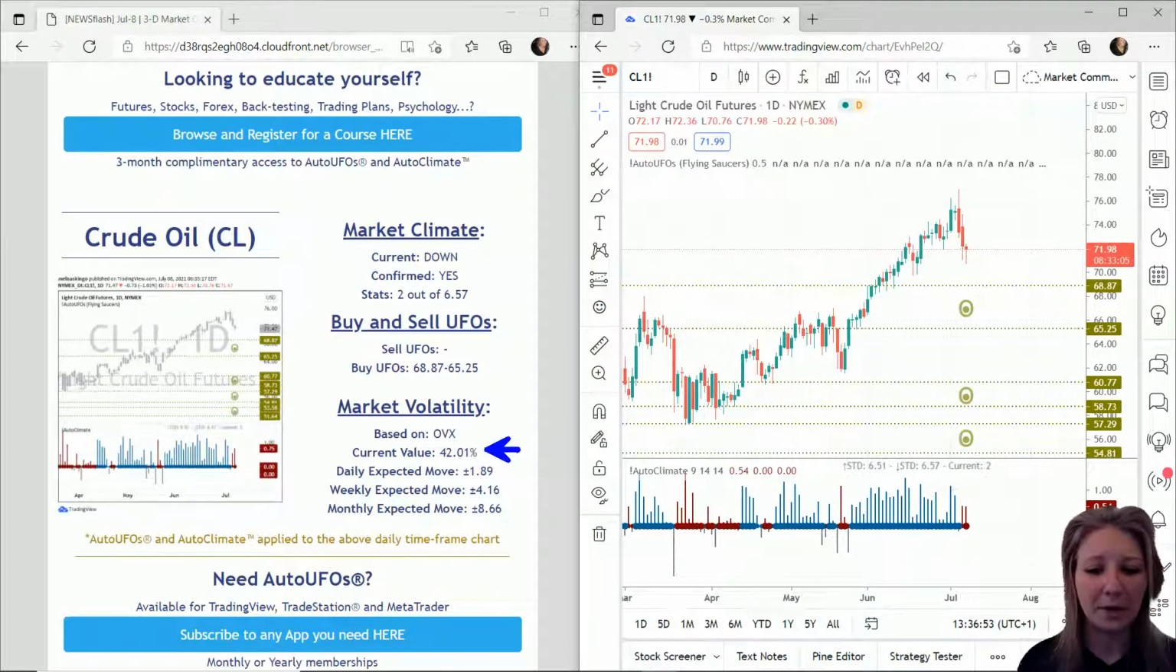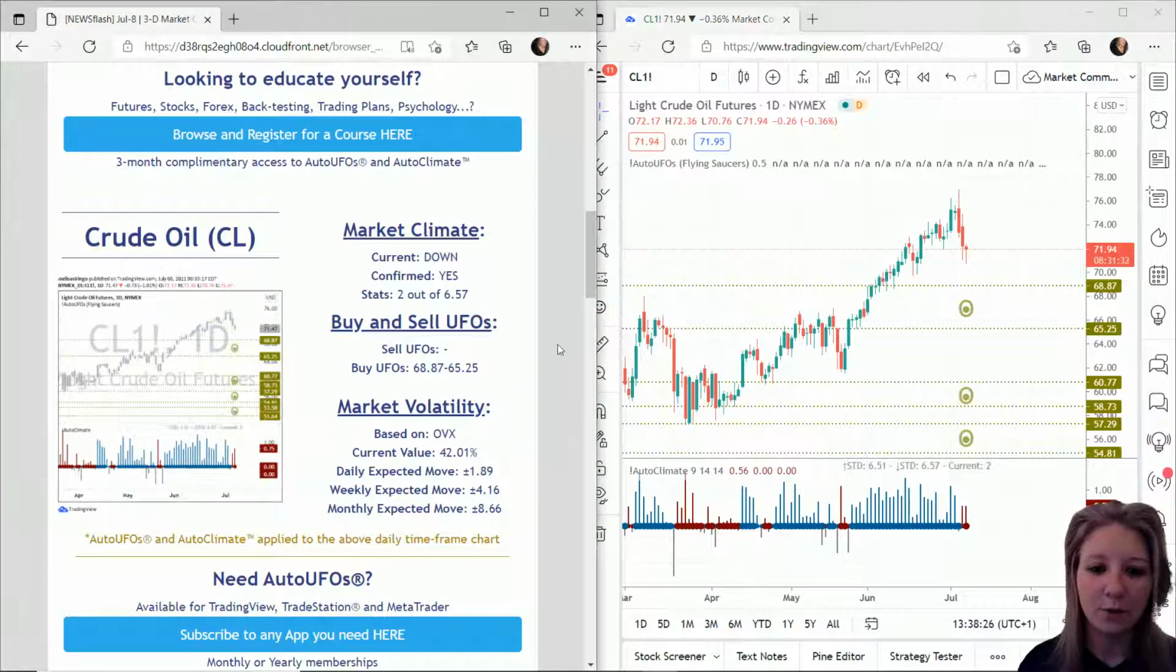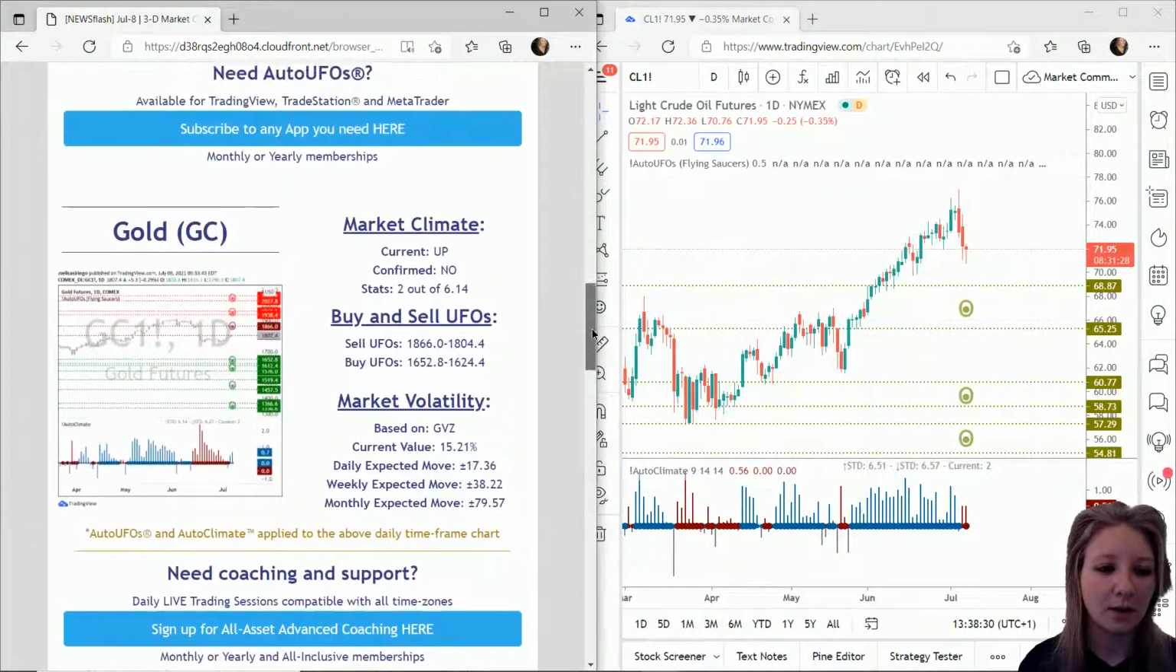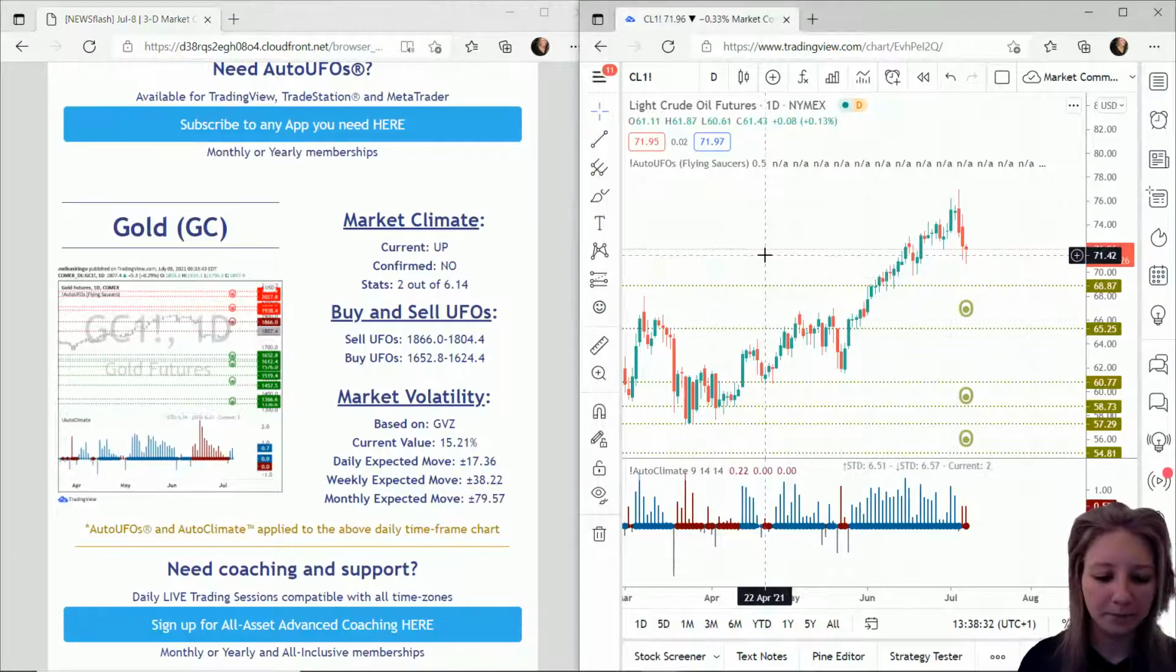In 1 year, we would expect oil to move up or down 42.01%, which means in a day, up or down of 1.89 points. In a week, it would be 4.16 points up or down. And in 1 month, up or down of 8.66 points. So that is oil. Moving on to the next market, which is gold.